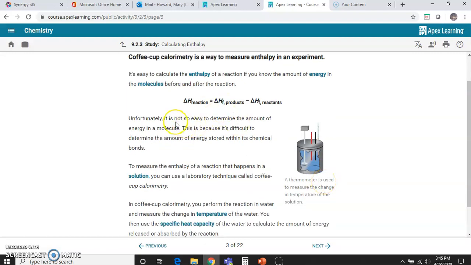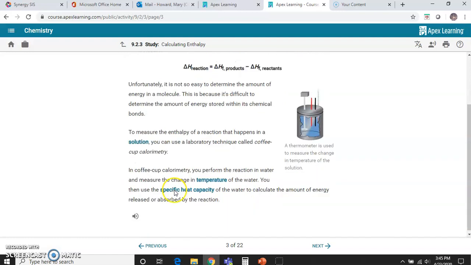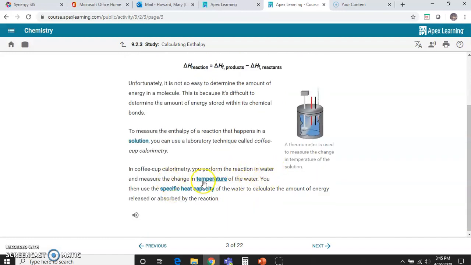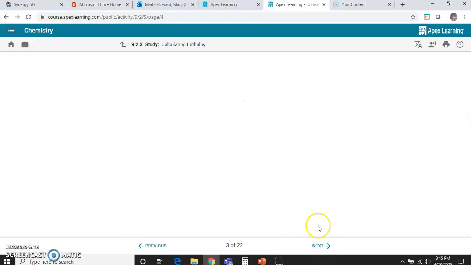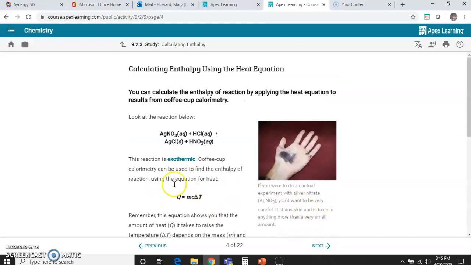It's not so easy to determine the amount of energy in a molecule, because it's difficult to know how much energy is in that bond. We can't even see them, so it's hard to see the energy. So we figure out what happens in the solutions when we make something. When we perform a reaction in water and measure the change of temperature of the water, we can then use the specific heat capacity to calculate what's going on. This brings us back to something I showed you in one of the first videos, this equation right here.